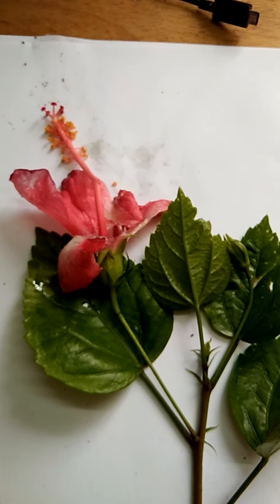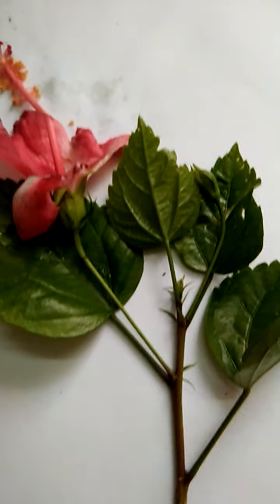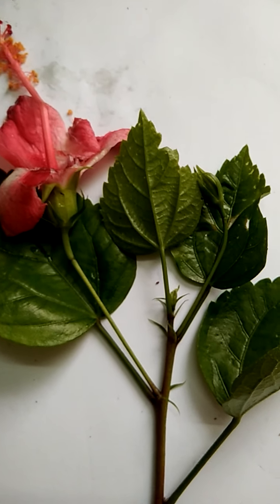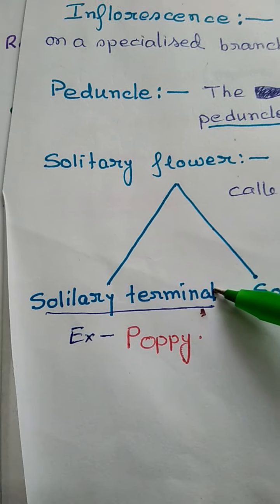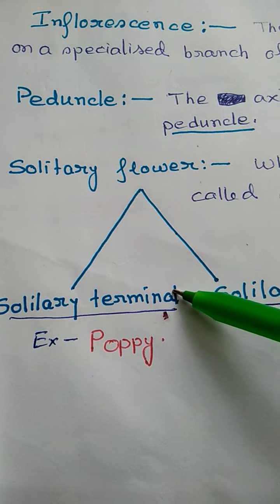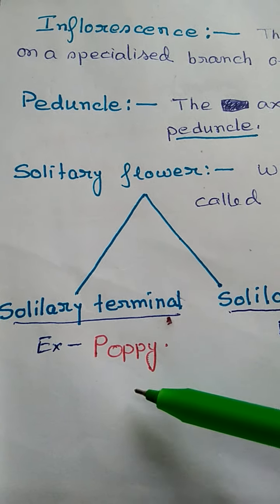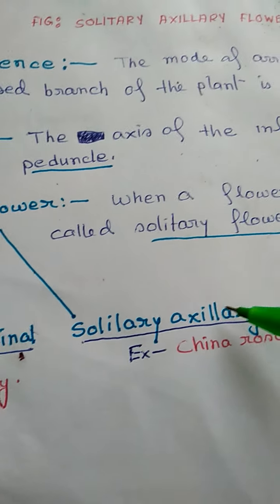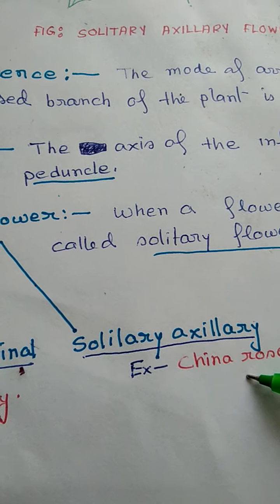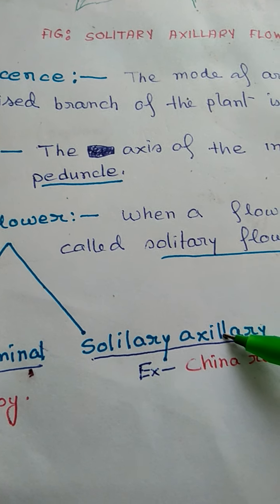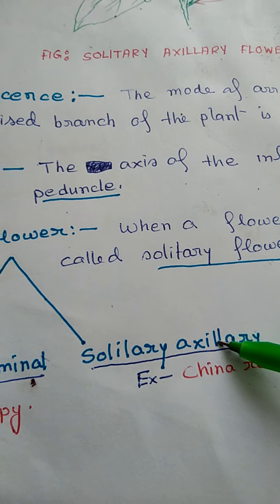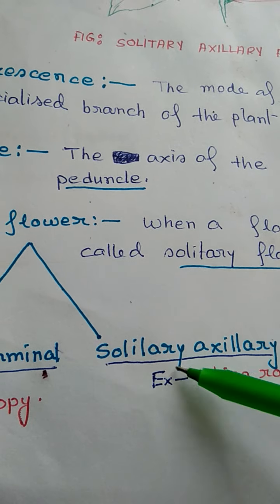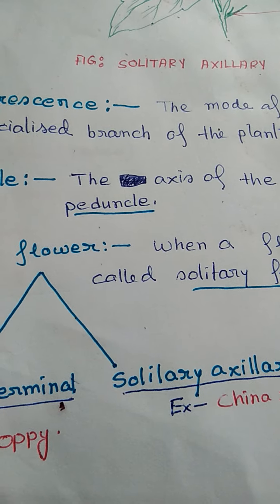Now, what are the different types of solitary flowers? Solitary flowers are of two types. One is solitary terminal. When it is present at the terminal position of the plant, that is known as solitary terminal, for example poppy. Or the solitary axillary. In the case of the China rose, it is axillary in position and a single flower is present in the axil position. That's why it is known as solitary axillary.